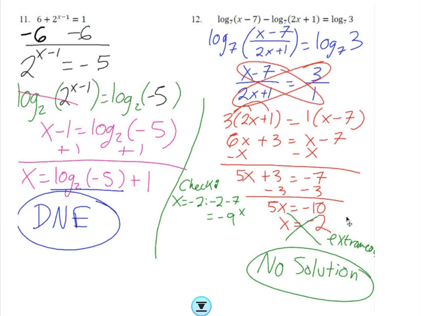Because it's the only solution we found, and it's extraneous, that means there is no solution to this equation, okay? Unlike one of the ones we did earlier where there were 2 solutions and only one of them was extraneous, the other one is real, then that's the solution. But in this case, because there are no real solutions, that means there is no solution.